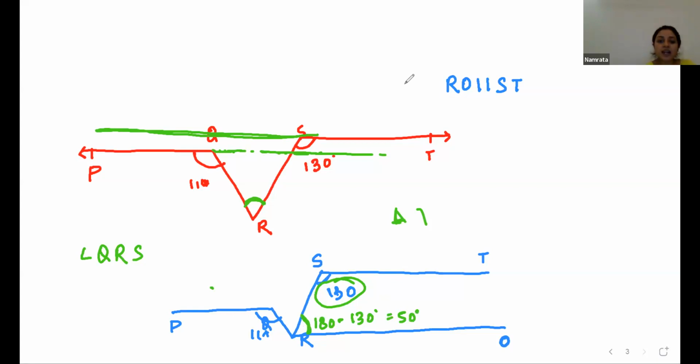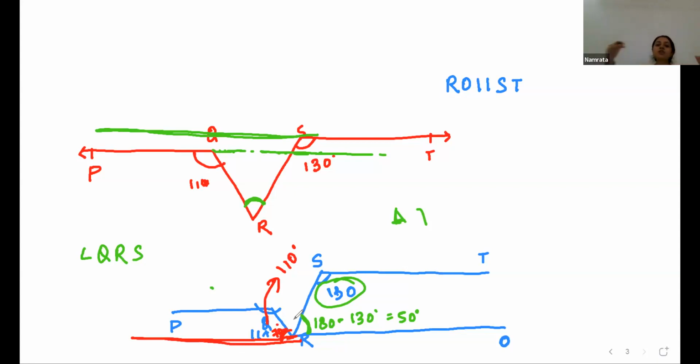Now, if we extend this parallel line and compare it with the other parallel, that is PQ, let's see if we are getting anything. Can you see here also we are getting a pair of co-interior angles? This Q is 110. So this one will be 180 minus 110, that means 70 degrees. So the other one at R will be 70 degrees. Here we have 70, there we have 50.